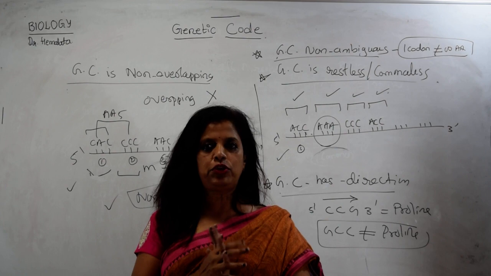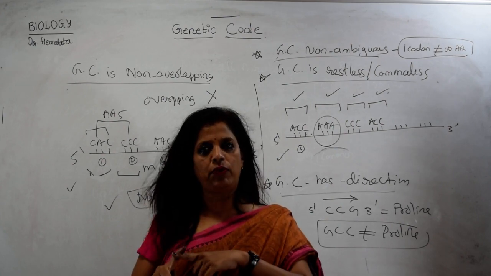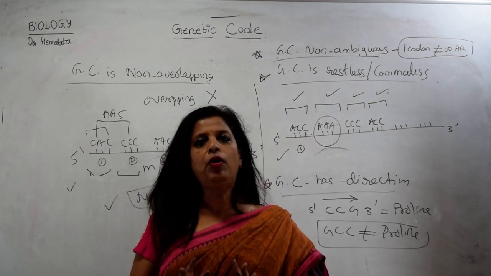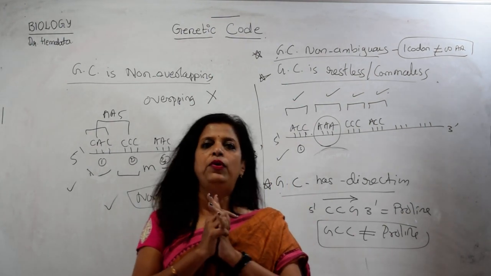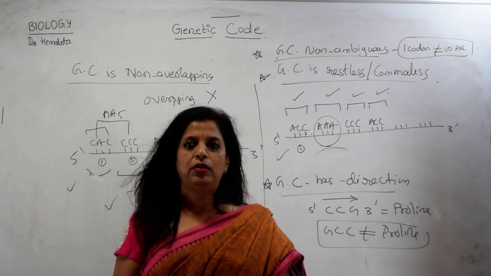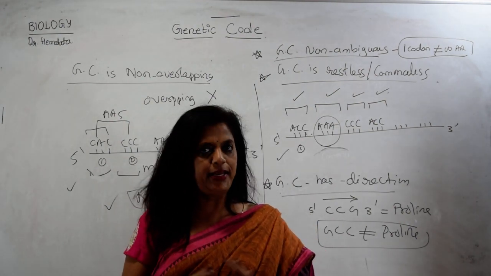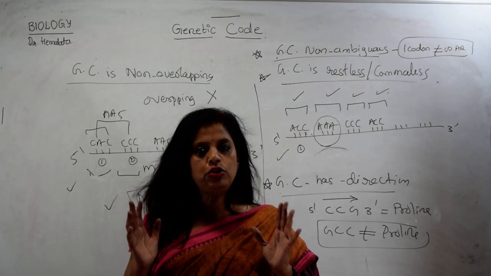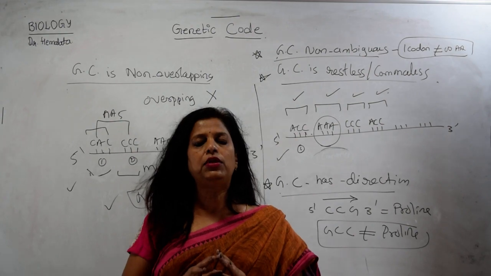Then I said the genetic code is triplet: three nitrogen bases code for one amino acid, all producing 64 combinations. Among the 64 combinations, only 61 are meaningful codons, and 3 codons are nonsense codons. They don't sense any amino acid, or they are called terminator codons. They are called the stop codons. Okay, that's about the genetic code.